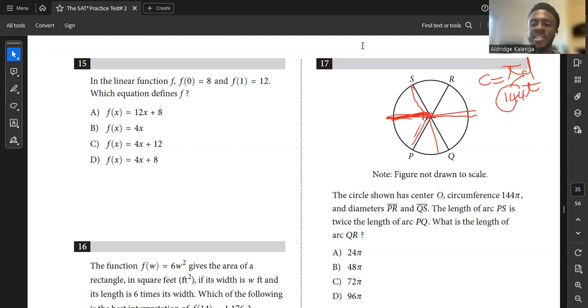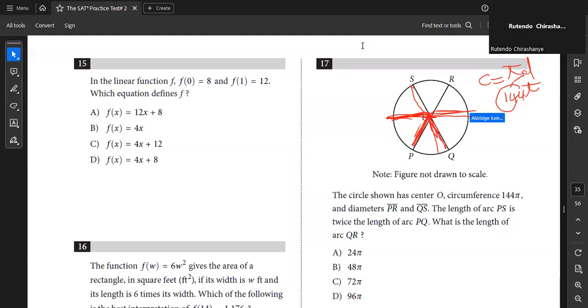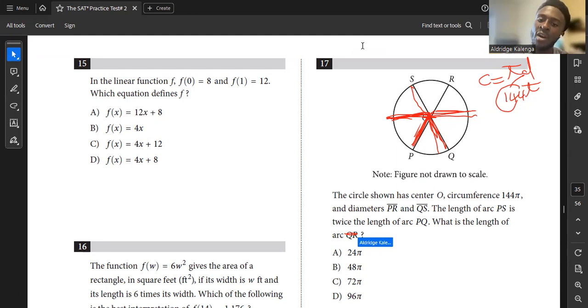Right. So the simplest way, just like Audin said, you've got your divisions. You can see the 6 equal divisions. You divide 144 by 6, and you have 24 pi. So this distance here, every segment here, is 24 pi. To find QR, you're going to do 24 pi plus another 24 pi.